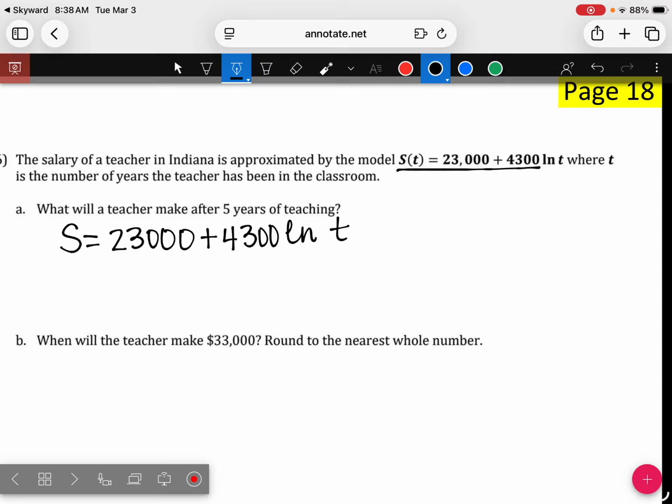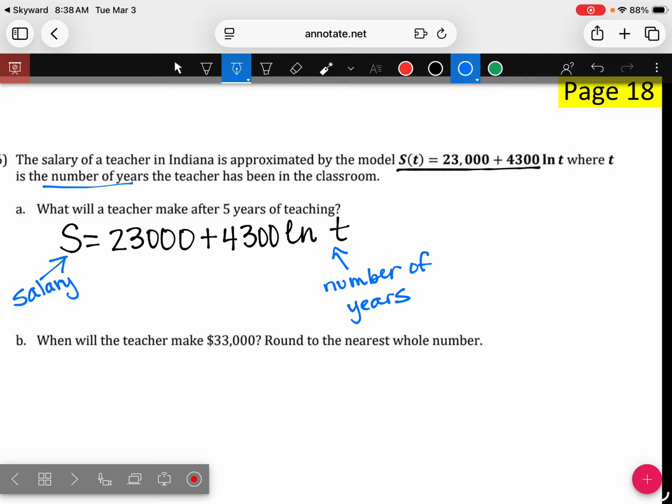So I got two variables. The S, what do you think S represents? Salary. This is your salary. And it tells you T is the number of years. Okay. So now that we have identified what the variables represent, now we can actually do the question.